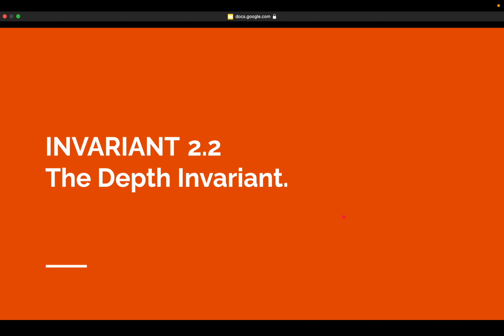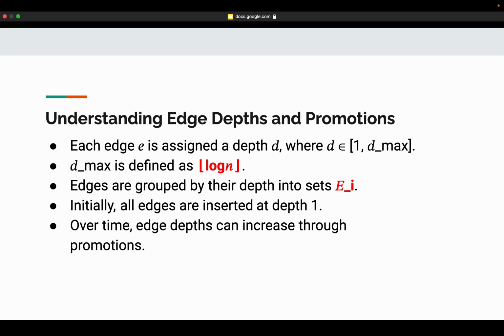Going to talk about the invariant 2.2, which is the depth invariant. Let's review some key terms introduced before. When we explore the concept of edge depths and how they evolve over time, each edge in our graph is assigned a depth starting at 1. These depths are crucial for maintaining certain invariants and optimizing our algorithm's performance. Let's delve into how these depths are defined and manipulated.